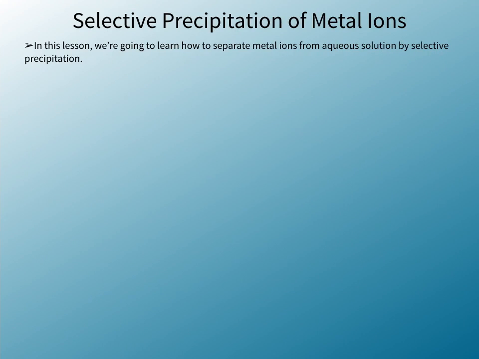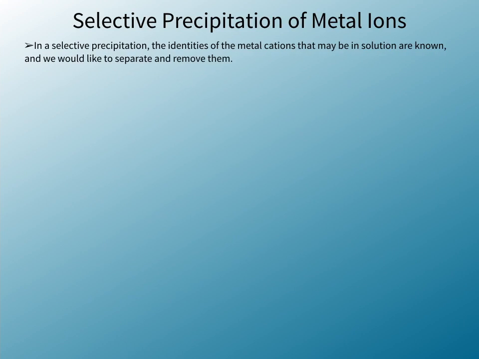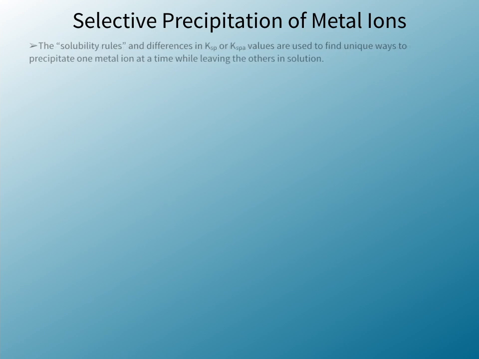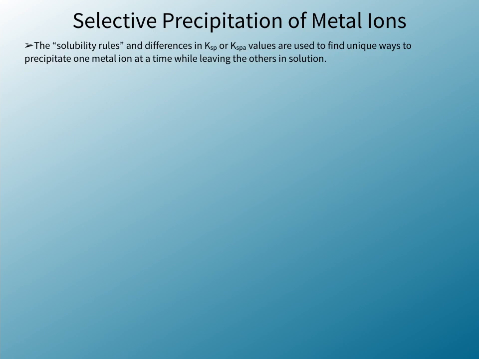In this lesson, we're going to learn how to separate metal ions from aqueous solution by selective precipitation. In a selective precipitation, the identities of the metal cations that may be in solution are known, and we would like to separate and remove them. The solubility rules and differences in Ksp or Kspa values are used to find unique ways to precipitate one metal ion at a time while leaving the others in solution.